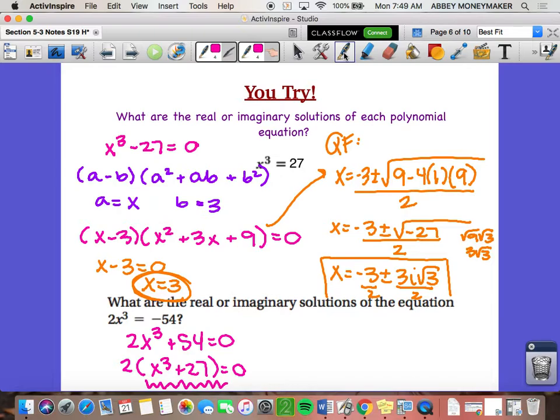Okay? So, would you set the 2 equal to 0? No. You would only focus on the x cubed plus 27 is equal to 0. So from there, you would be able to solve just like we've been doing.